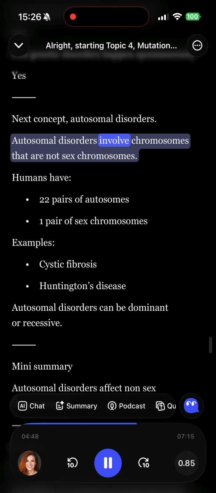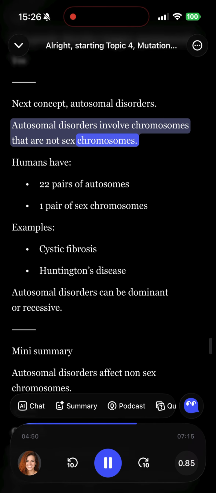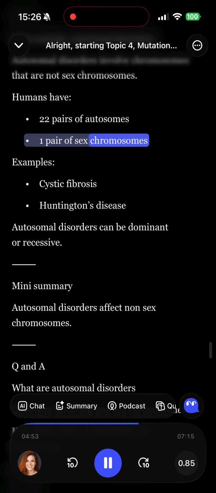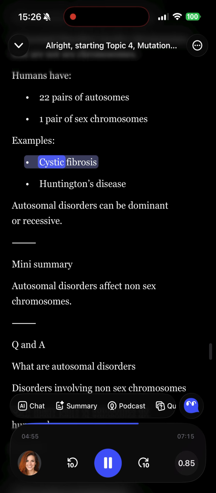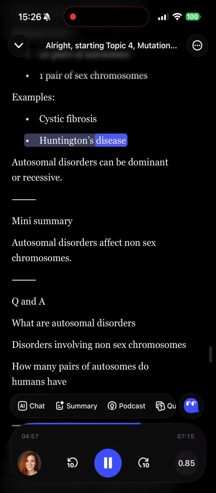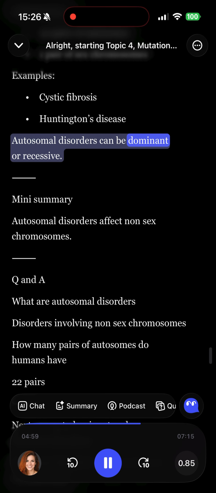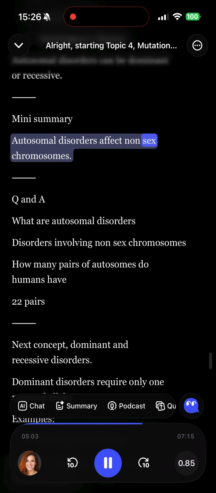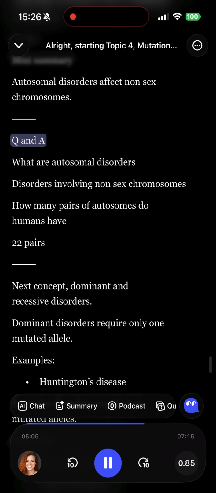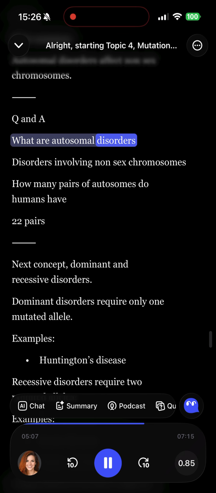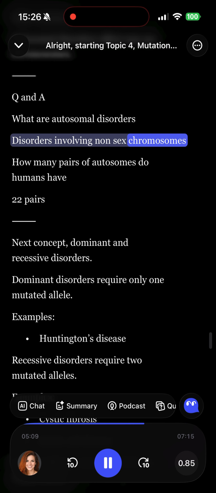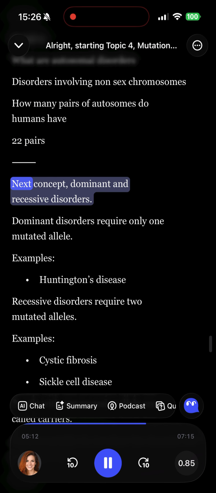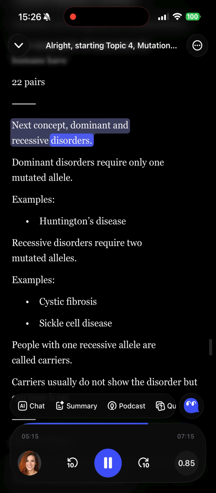Next concept, autosomal disorders. Autosomal disorders involve chromosomes that are not sex chromosomes. Humans have 22 pairs of autosomes and 1 pair of sex chromosomes. Examples, cystic fibrosis, Huntington's disease. Autosomal disorders can be dominant or recessive. Mini summary. Autosomal disorders affect non-sex chromosomes. Q&A. What are autosomal disorders? Disorders involving non-sex chromosomes. How many pairs of autosomes do humans have? 22 pairs.